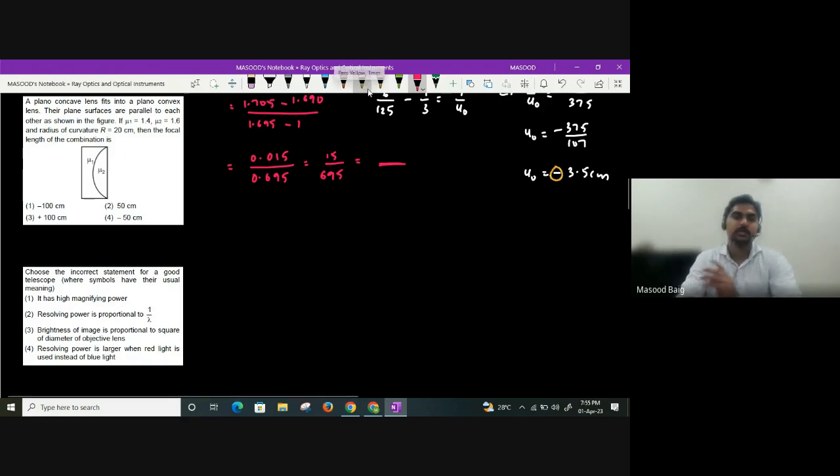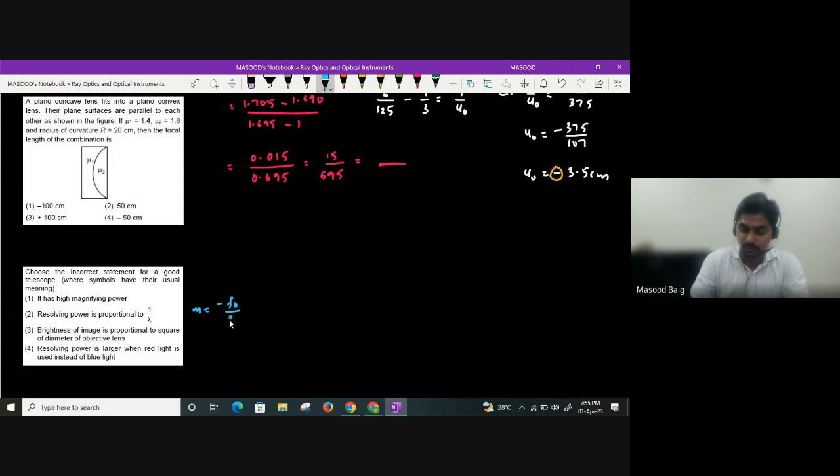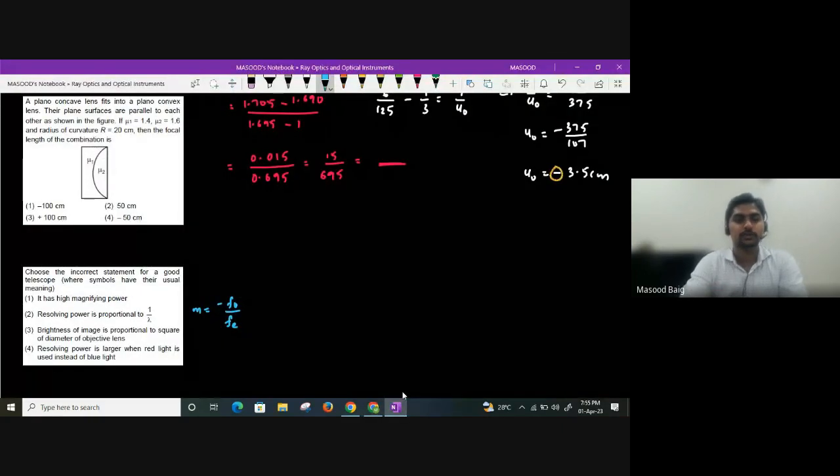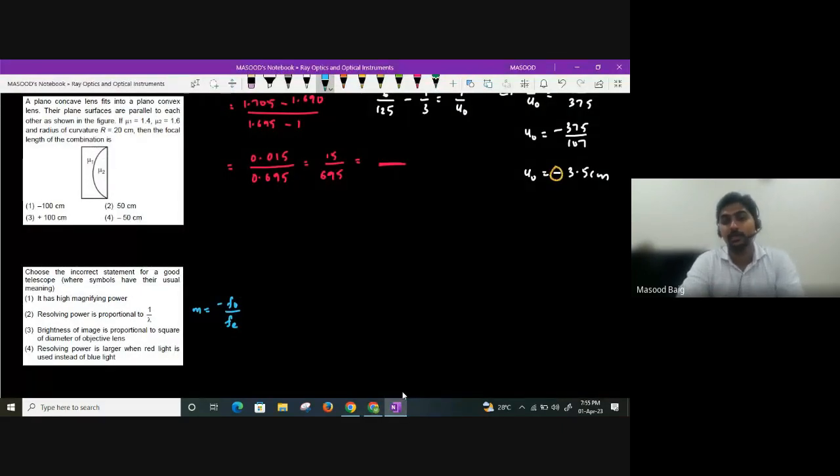Now, in a telescope, what are the cases we should know? It has high magnifying power. Yes or no? What is the magnifying power of a telescope given as? It is given as minus F naught divided by FE, and as I said, we will talk about the normal adjustment case. In a telescope, which lens will be larger, guys? Objective lens will be larger. It will have more focal length. So here F naught is greater than FE, so it has high magnifying power is a correct statement.